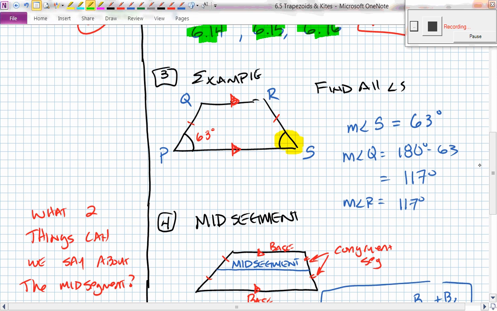Afterwards, we came back and did an example and said, well, if we have an isosceles trapezoid here because the legs are equal, that means that the base angles have to be equal. So we figured out all the rest of the angles. The measure of angle S had to be 63 because that is congruent to angle P. Angle Q has to be 180 minus 63, so 117. Therefore, angle R had to be also 117. So there's a little example of how you use the base angles.